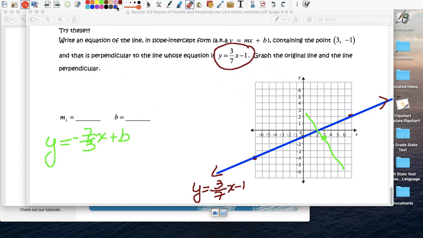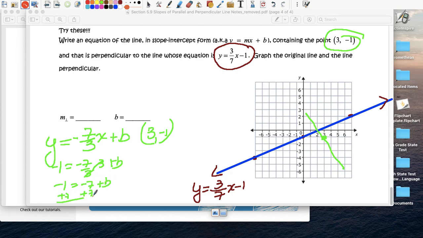So let's continue. We're going to need a point, and which point? I need a point on the green line, the perpendicular line, and this is the only one that I know, so use that. So we get negative 1 equals negative 7 over 3 times 3 plus b. Negative 1 equals, the 3s cancel, negative 7 plus b. And plus 7 to both sides, and we get b equals 6. So I have my y-intercept now. The y-intercept is 6.